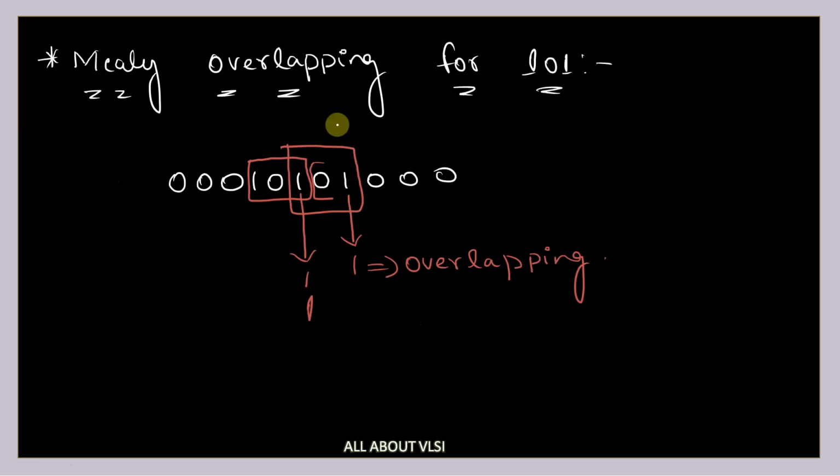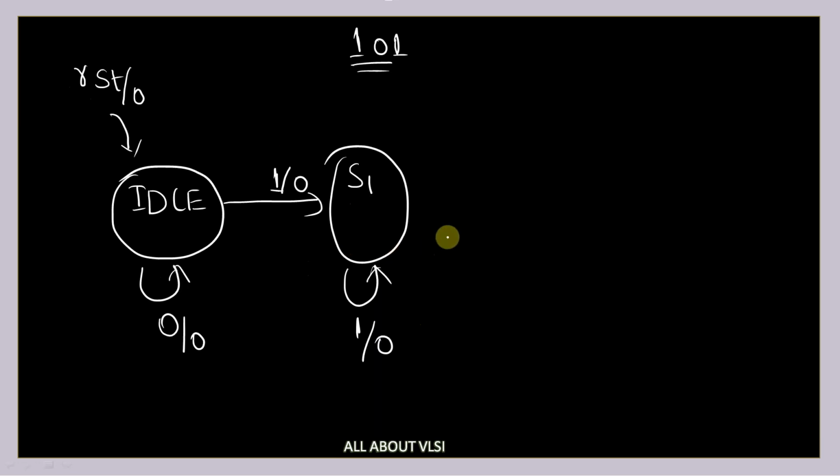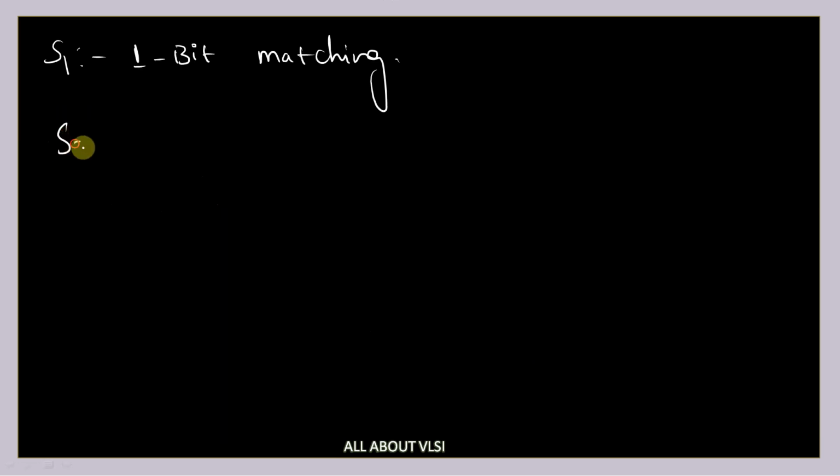In the case of overlapping and in the case of non-overlapping, up to some extent both FSMs will remain the same. I will show you that. Now, if you have 0, then you are going to a state which is known as S2 state. And if you are in S1 state and you have 1, you are going to stay in the same state. Up to here, in the case of overlapping and non-overlapping, state diagrams will look the same. Now if we are in S2 state, S2 state is a state where two bits are matching.